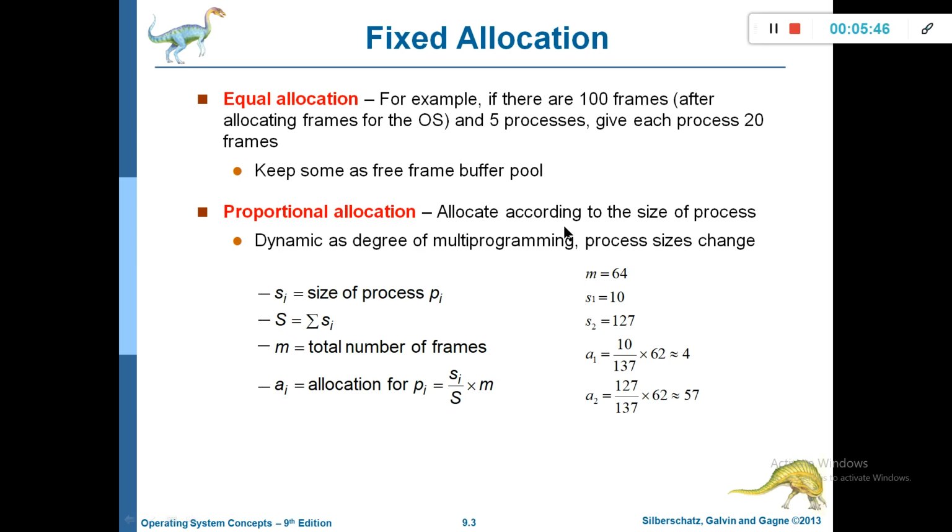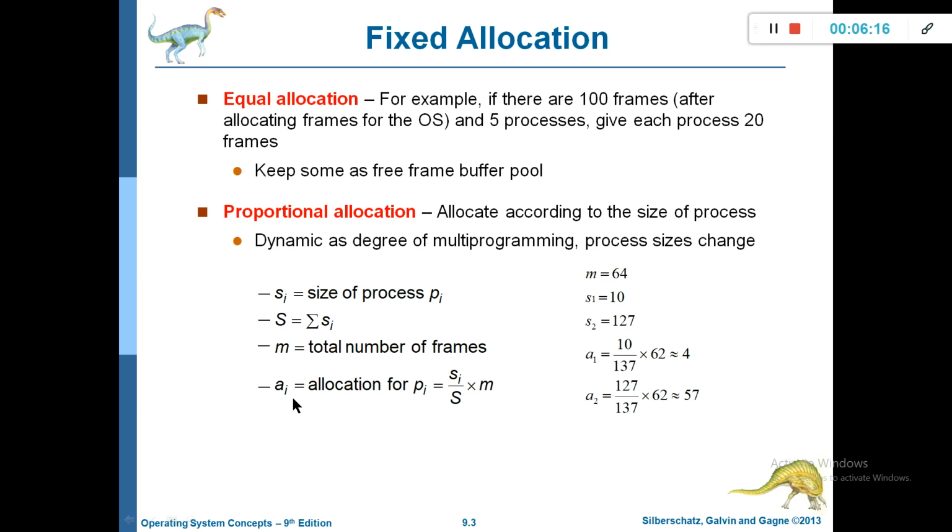It will allocate according to the size of the process. Based on the size of the process, it is going to allocate the number of frames to each process. Process size changes dynamically with the degree of multiprogramming. As the degree of multiprogramming increases, the process sizes change, because it is a dynamic degree of multiprogramming. So consider one example of how you are going to allocate the frames using proportional allocation.